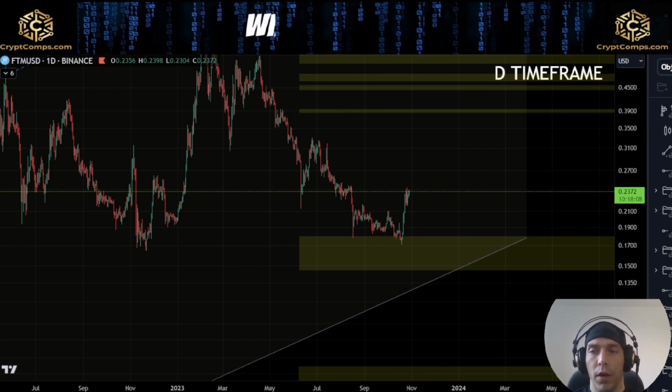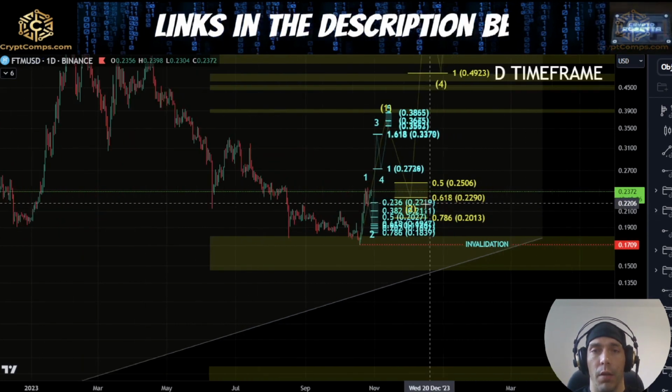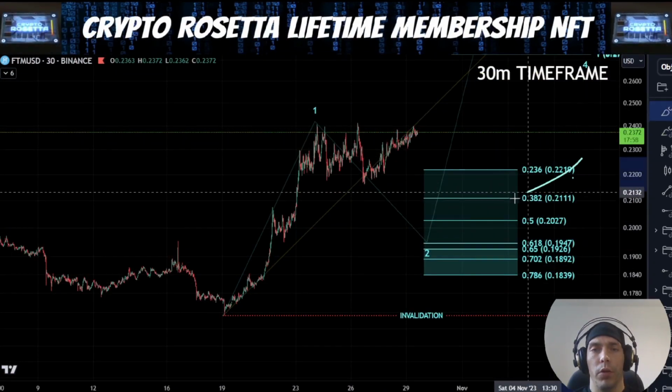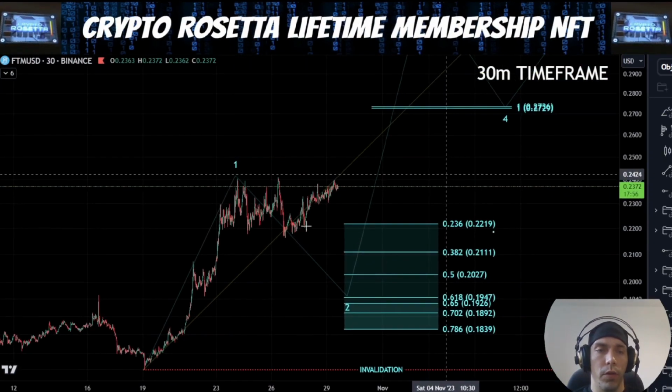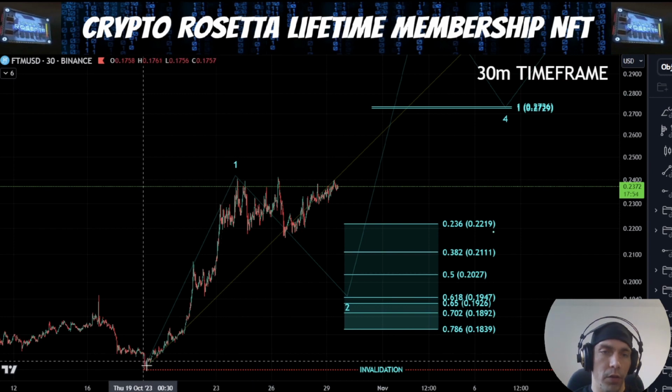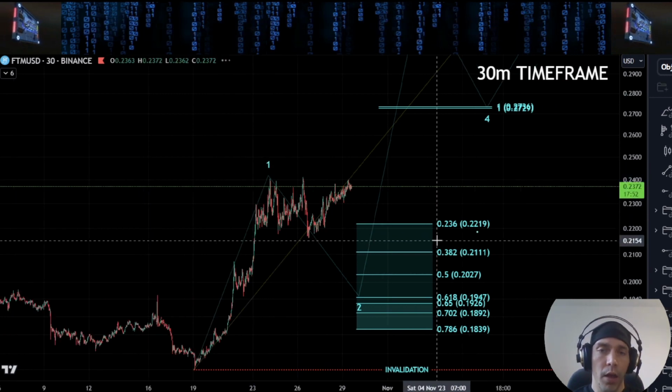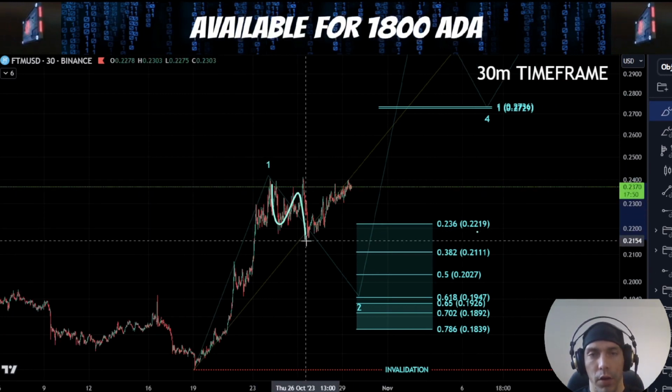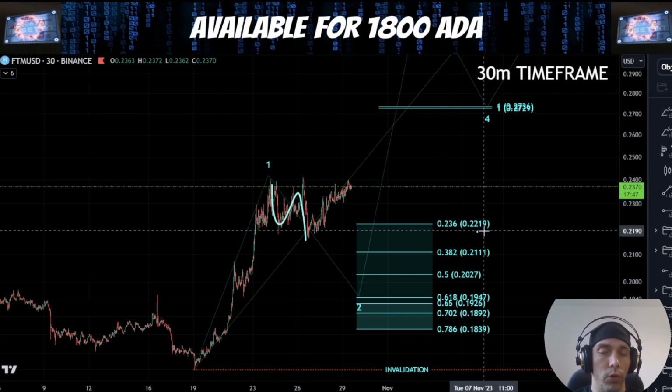Now, if we're looking at this idea of seeing a bullish breakout here, this is what I'd be looking for more locally. So within this idea, what we'd be saying is that potentially we have this as a completed move. Now, we have had a very shallow retracement here towards this 0.236.